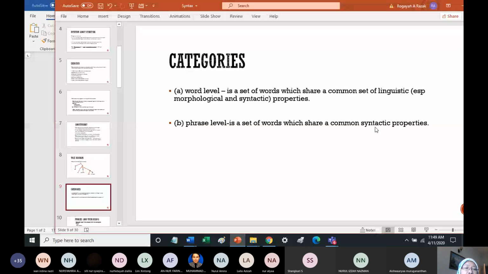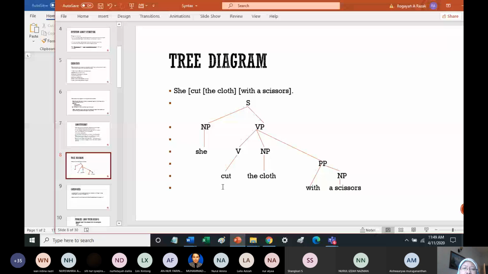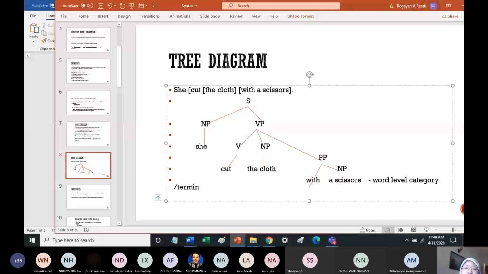Okay, so when we look at this, what you see at the bottom, she cut the cloth with a scissors, these are all word level category. In some books, they call this a terminal level.